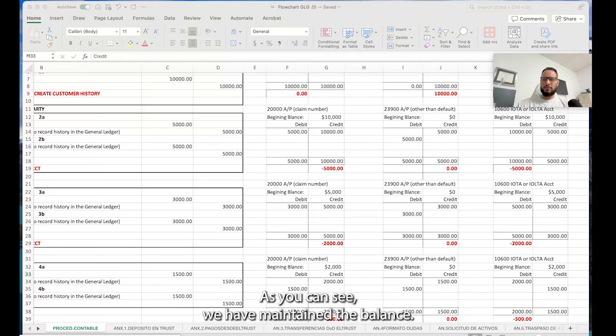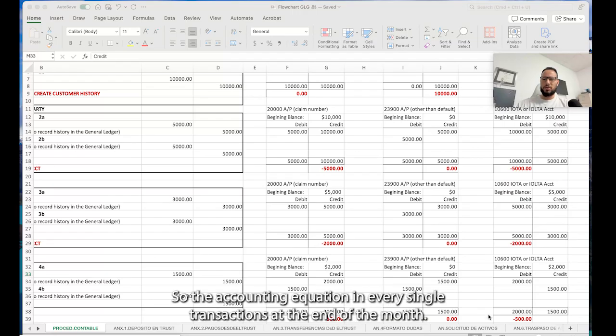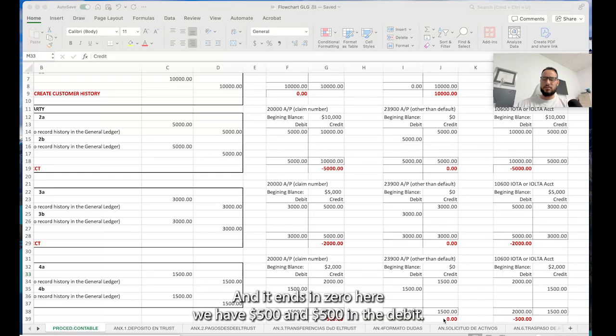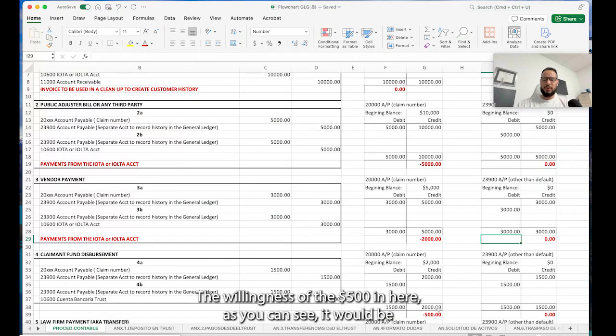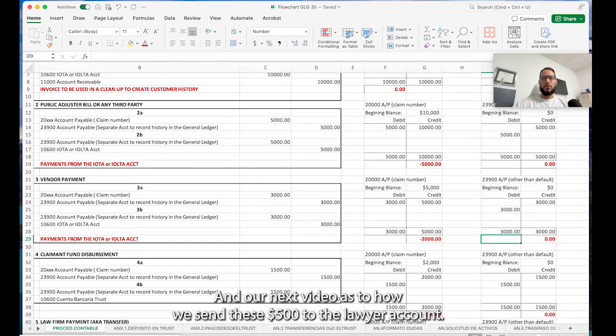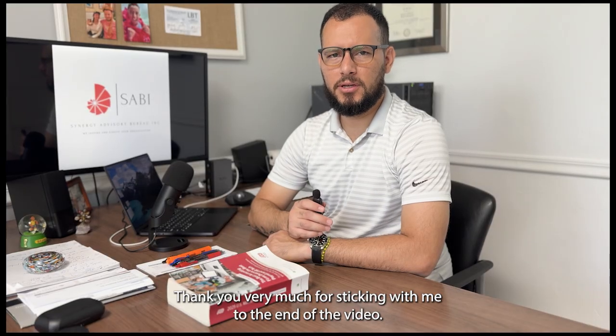As you can see, we have maintained the balance with the accounting equation in every single transaction. At the end of the month, it's right again, and it ends in zero here. We have $500 and $500 in the debit. The balance of the $500 in here would technically be what would be remaining to be paid out to the law firm. Again, this is just an example of numbers that I picked randomly. And we're going to go into specific details in our next video as to how we send these $500 to the lawyer account.